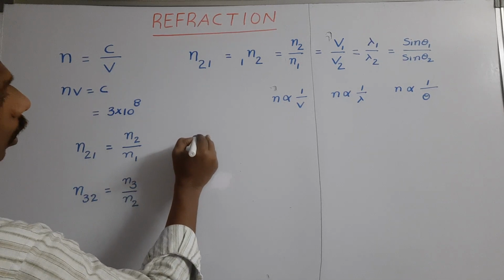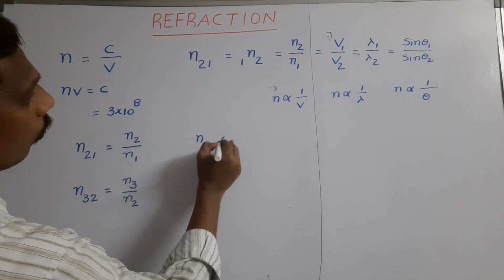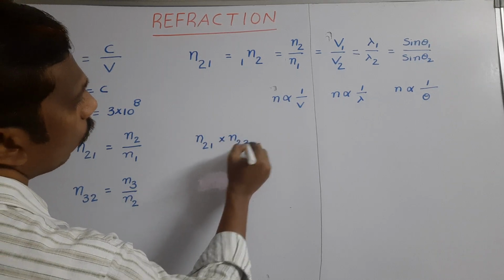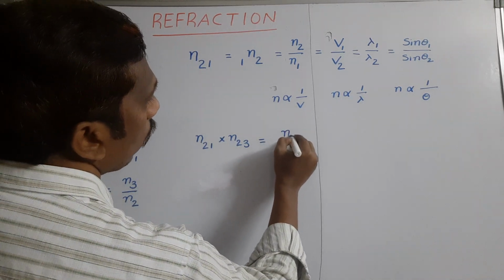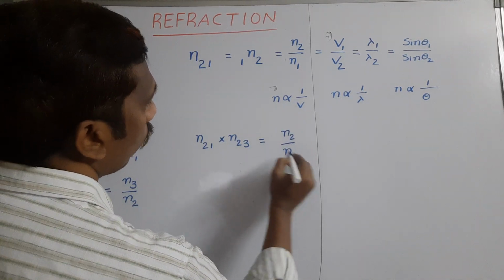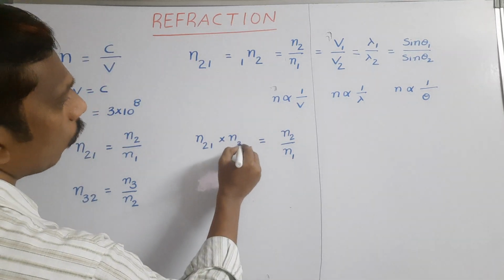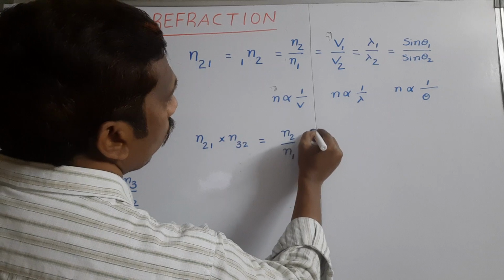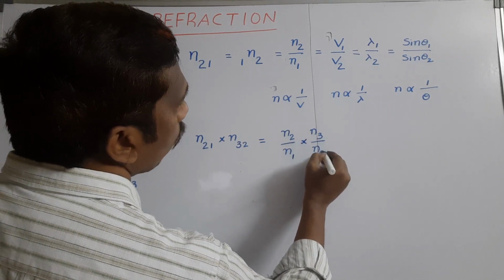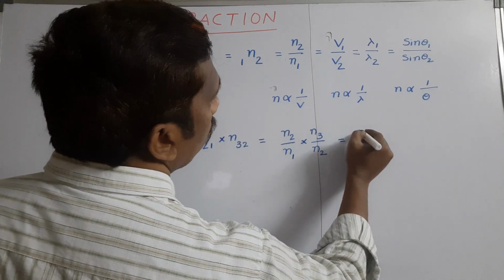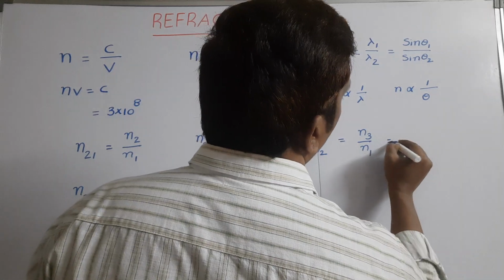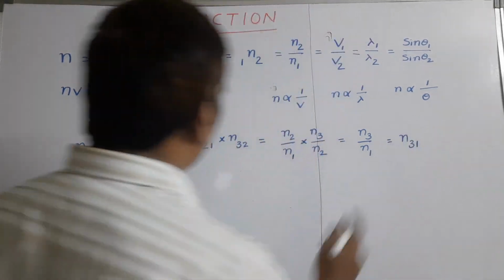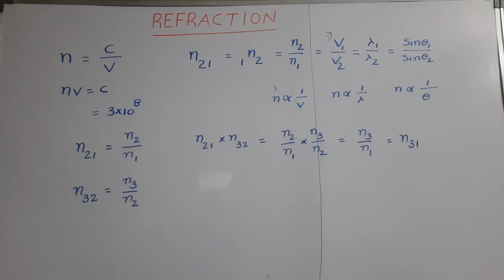Suppose they are given n21 into n32, where n21 is the refractive index of the second medium with respect to the first medium. Sorry, here we write n32, the refractive index of the third medium with respect to the second medium. n2 gets cancelled, so we write n3 by n1, or simply n31. So n21 into n32 is equal to n31, we can write.